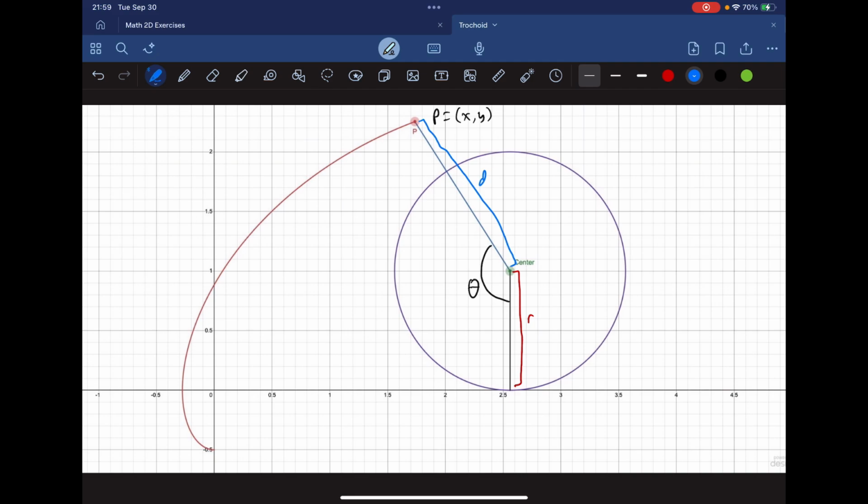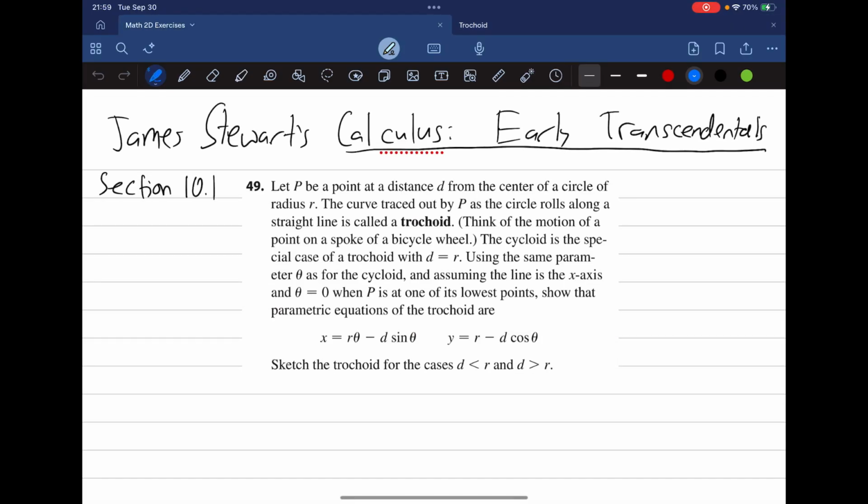And because r and d appear here, it's natural to expect that our expressions for x and y are going to depend on d and r, and that's exactly what we see if we go back to the problem statement. X is a function of theta, but it depends on r and d, and likewise y is a function of theta that also depends on r and d.